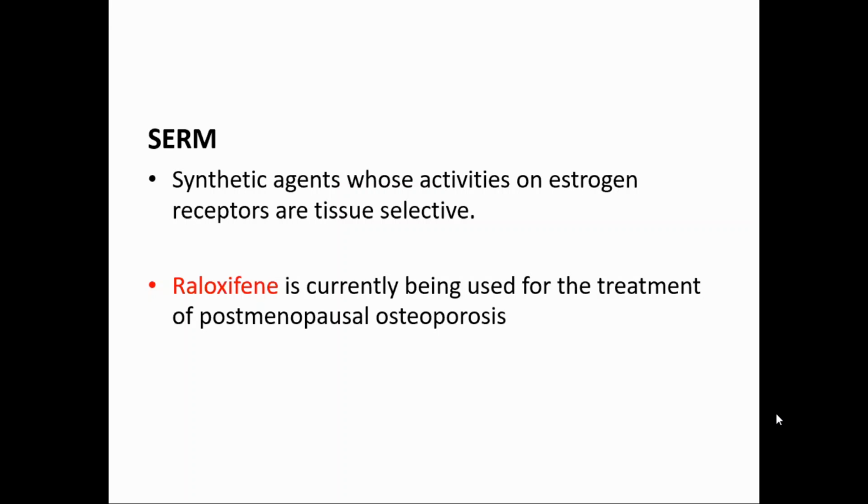So postmenopausal osteoporosis occurs in the menopausal state. Here there is deficiency of estrogen production, and estrogen has a good effect on the bone. It causes bone formation, but in postmenopausal women, since there is a decrease in estrogen, there is a high chance of causing osteoporosis. And this raloxifene has agonistic effect on the bone, so it increases the estrogen effect on the bone and causes bone formation.